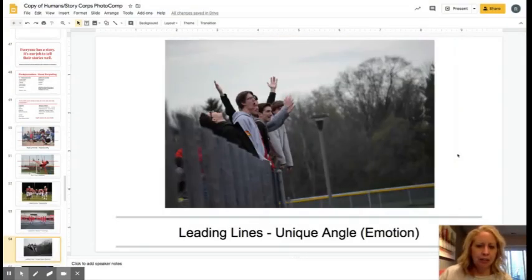Here also you have leading lines with the fence leading to the last person standing there in the crowd. You have a unique angle because you're not taking the picture from straight on. And also it shows emotion.